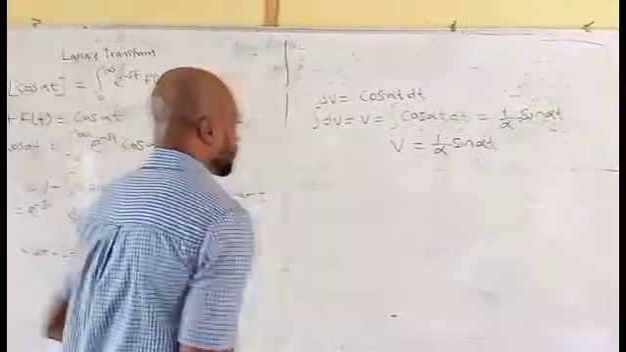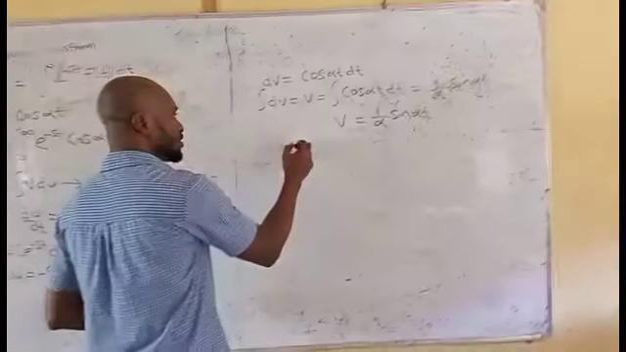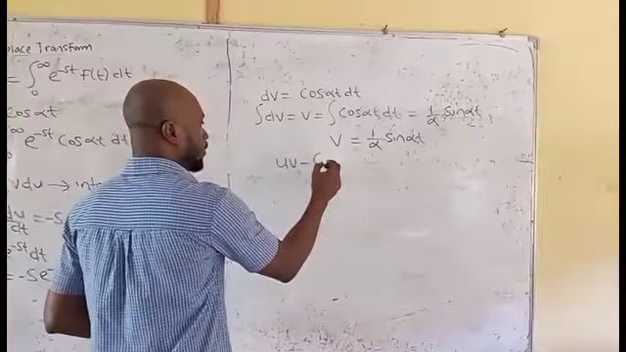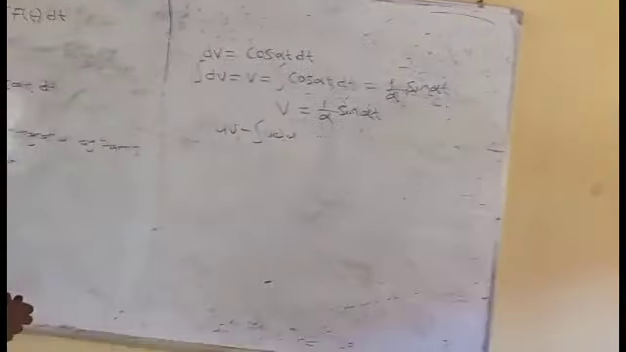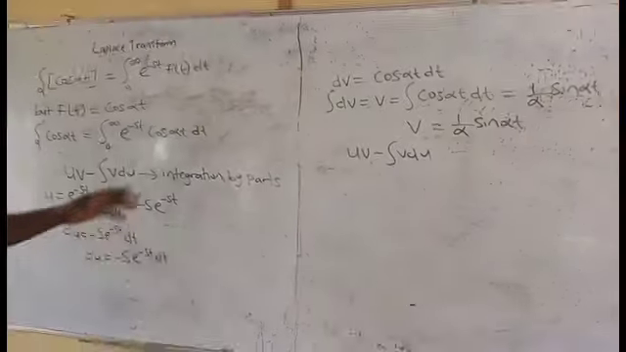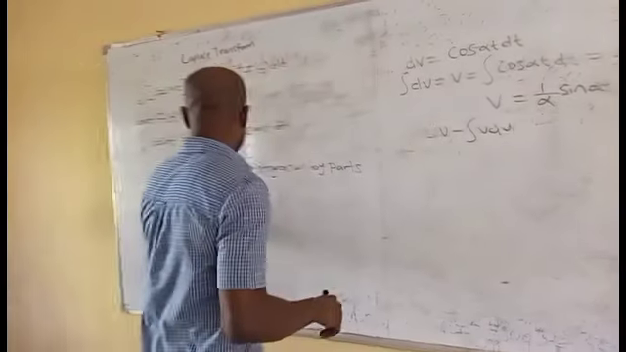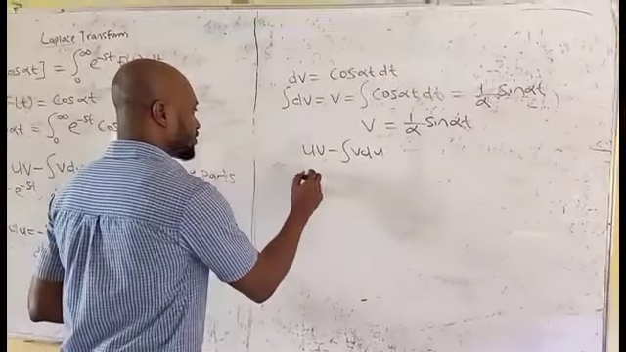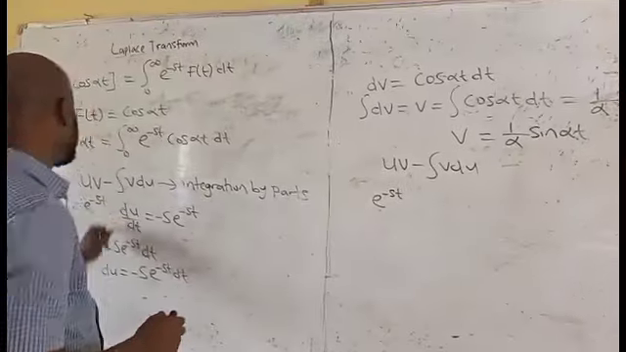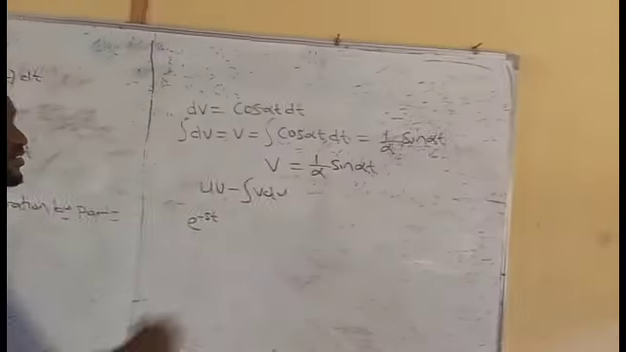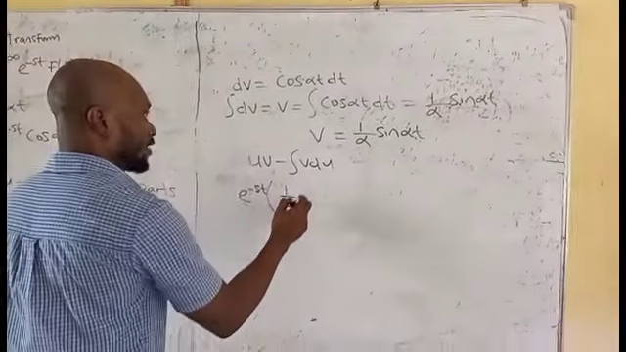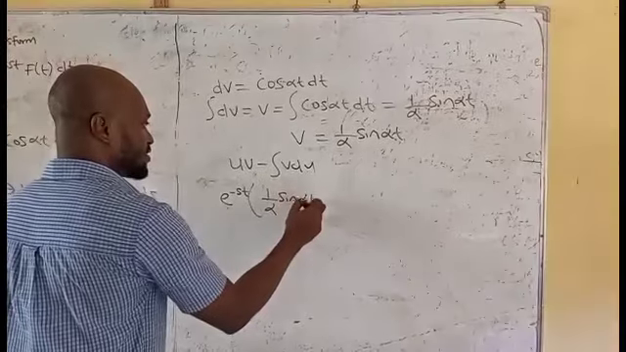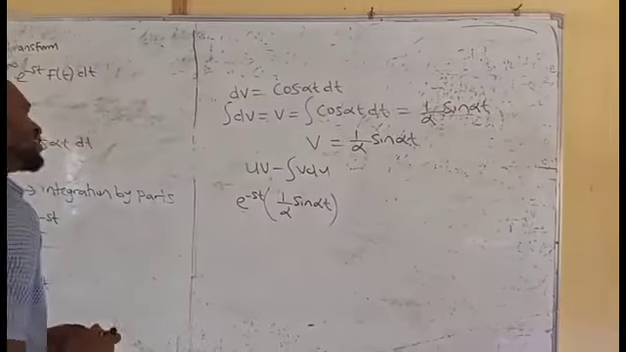by parts. And our integration by parts, all we know is uv minus what? Integral of what? v du. This is integration by parts. So all these values that are here, I'm going to put them here. Where is my u? My u here is exponential minus st, then times my v. Where is my v? My v is this. I have times 1 over alpha sine alpha t.